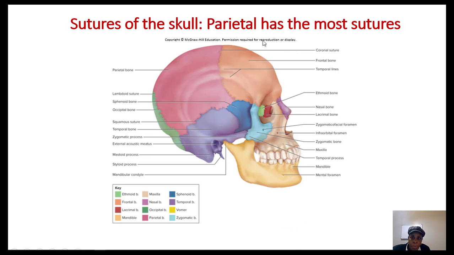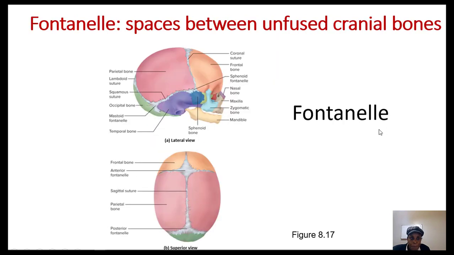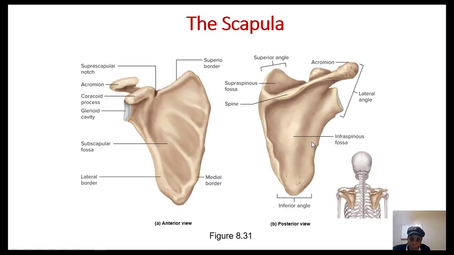Here, the sutures. The parietal bone, which is here, has the most sutures because it has the frontal, the squamous, the sagittal, and the lambdoid suture, the four sutures. What is the fontanelle? It's the space between unfused cranial bones of babies, right? Look at the scapula. We need to know something about the scapula. The superior angle, inferior angle, lateral angle, the spine, the acromion, and the coracoid process.